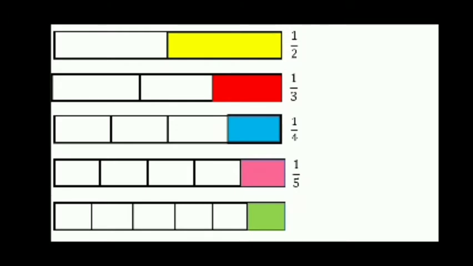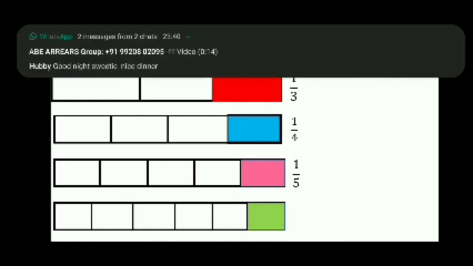And the last green shaded part, how many shaded parts over there in the last strip? Yes, one. And total parts in all? Correct, six. So 1/6. Now remember, as the denominator of the fraction increases and the numerator is one, what happens to the value of the fraction? The value of the fraction becomes less. So, bigger the denominator, the fraction is small. And smaller the denominator, the fraction is big.